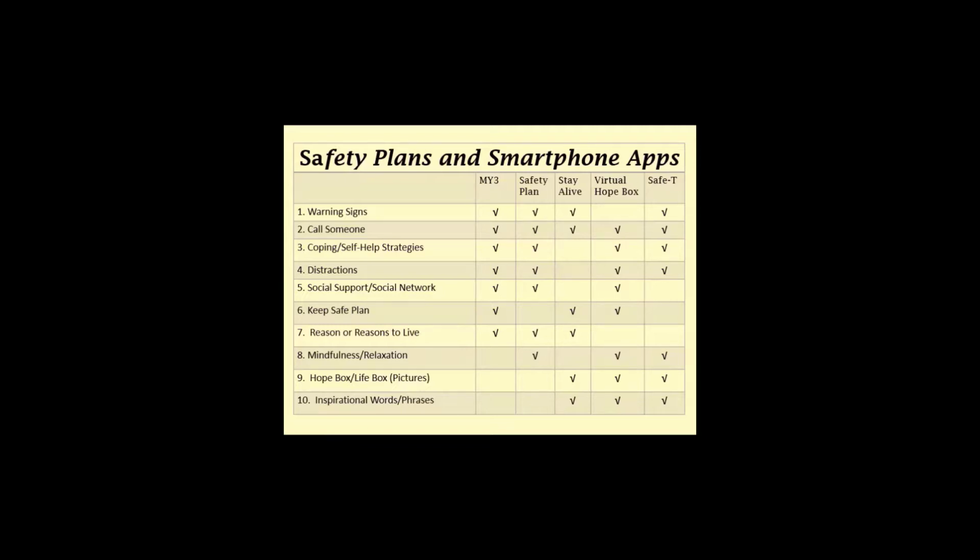Now we will overview the safety plan components. There are 10 here, so I just want to point them out from the literature. Warning signs, call someone, coping or self-help strategies, distractions, social support or social network connections, keep safe plan, reason to live, mindfulness, relaxation activities, a hope box or life box that includes pictures and possibly videos and music, and then inspirational words or phrases. So the apps that we're looking at here all include several of these 10 components.